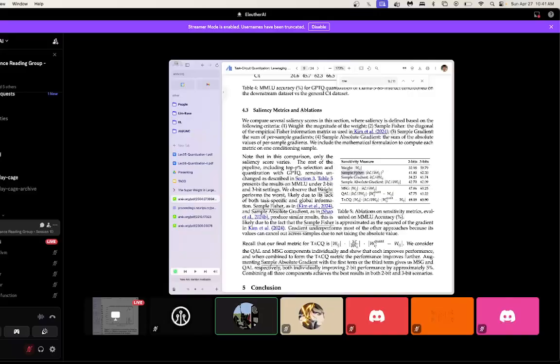And then there are a lot of papers that use the sample Fisher, which is an estimation of the second order Hessian information for a particular weight. What I observed is that technically this is basically equivalent to the gradient, because they make so many simplifications that the eventual metric is just the square of the gradient per sample. Empirically, it also performs basically the same as the gradient. Here it's the sample absolute gradient, and the performance is basically the same.